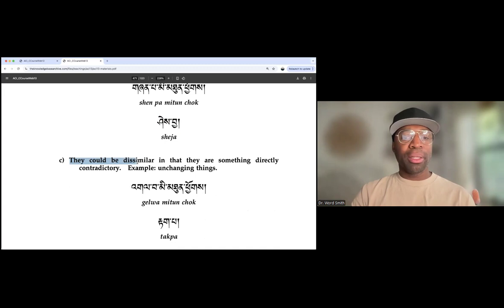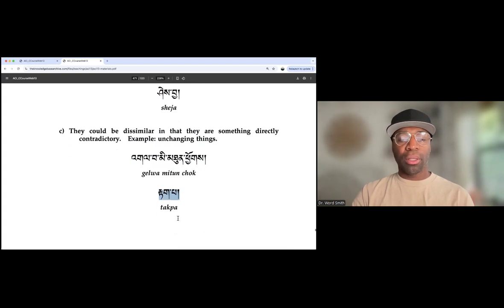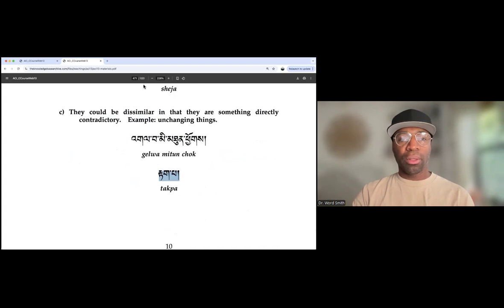So they could be dissimilar in that there's something directly contradictory. Example, unchanging things. Gelwa means contradictory and mitunchok means dissimilar case. Right? Like takpa, like unchanging things. That's it.